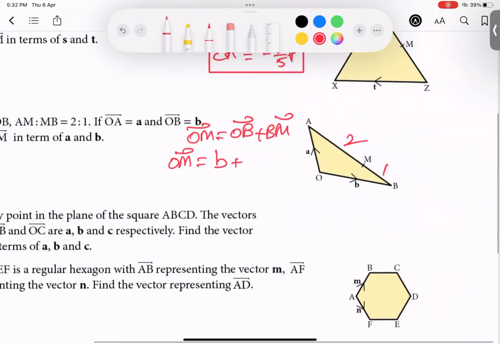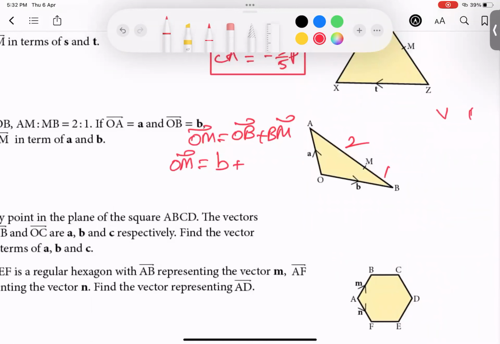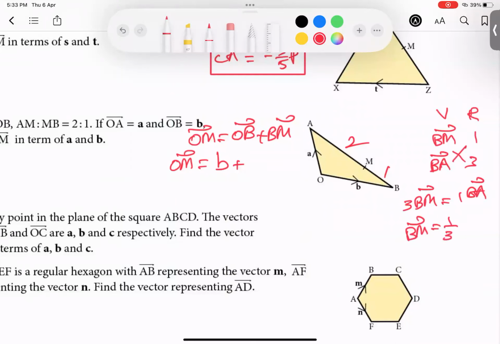How to get BM? Write B for vector, R for ratio. BM is my target, so I'm writing BM. So the BM vector is equal to what ratio? 1, because you can see the 1 written here. And then I'm writing the BA vector, total ratio is 3. Reason: from B to A is 2 plus 1, 3 parts. Cross multiply. So 3 times BM vector equals 1 times BA vector, and the BM vector is equal to 1 over 3 times BA.